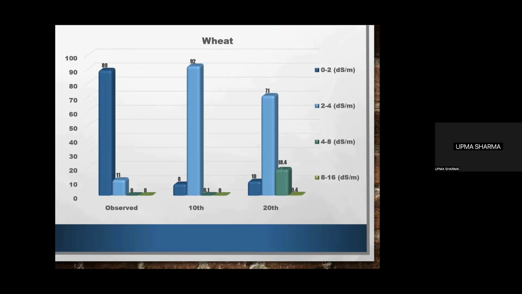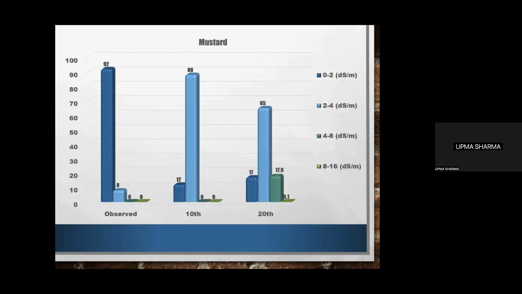Now coming to the mustard crop, again the same kind of trend as wheat and barren land. You can see the non-saline area has decreased from 92 to 12% in the 10th year. It has increased again to 17% in the 20th year. Also, the low saline area has increased from 8 to 88%, and it has decreased again from 88 to 65%.